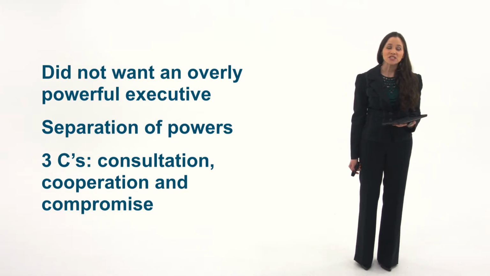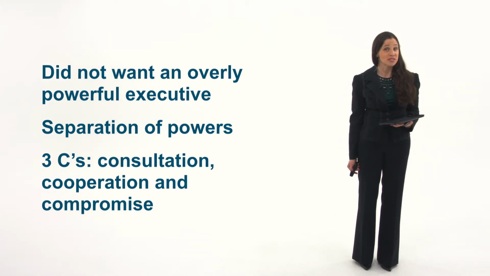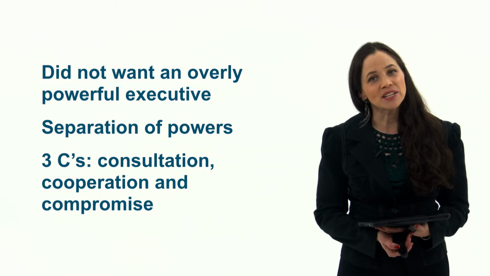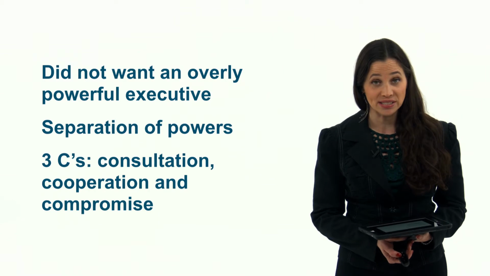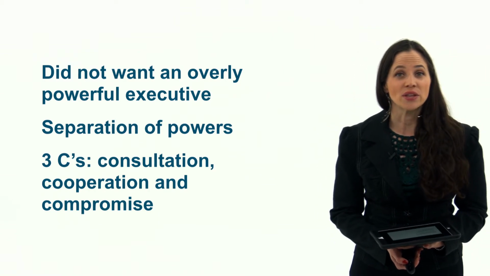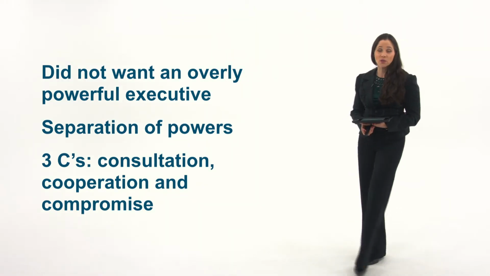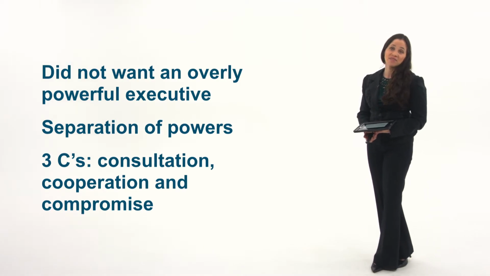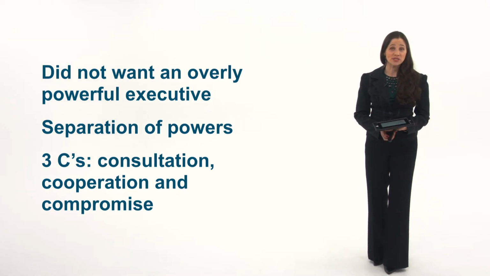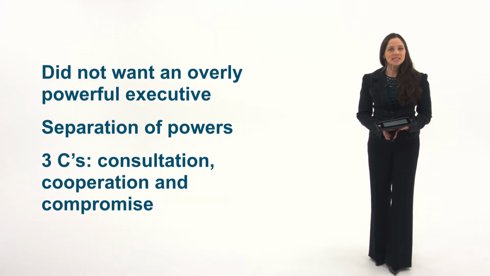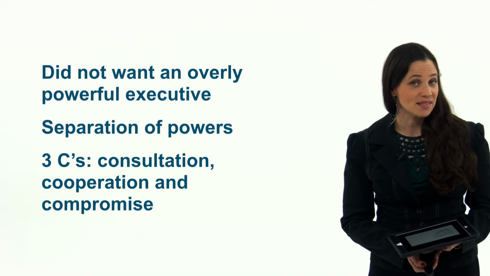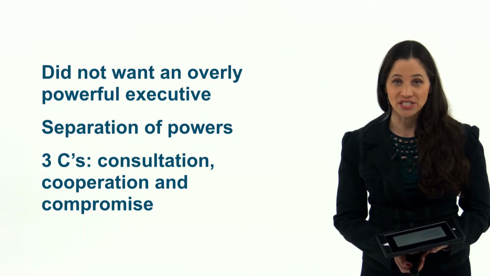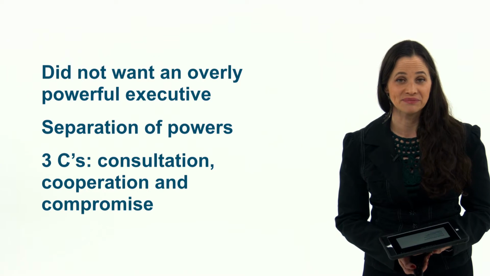The legislative branch makes the laws. The judicial branch decides whether or not these laws are constitutional, and the executive branch executes or carries out the laws. This system was designed so that no branch could function without the cooperation of the others, and each branch could restrict the powers of the others. So it was designed to further the three C's: consultation, cooperation, and compromise.